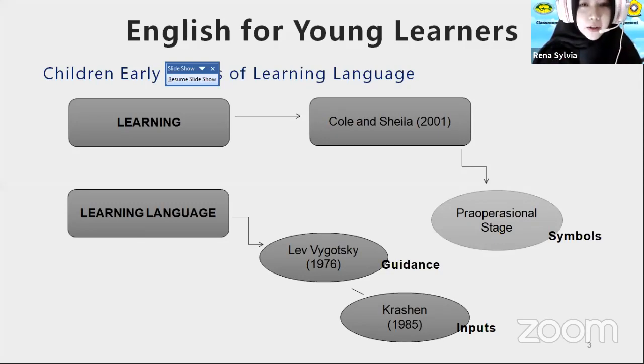Vygotsky in 1976 said that children learn English through dialogue and conversation that need guidance from other people who are more expert or adult in that target language. Then Krashen in 1985 said that young learners acquire language by understanding the linguistic information they have heard. So here we have three points: symbols, guidance, and input as the children's early stage of learning language.